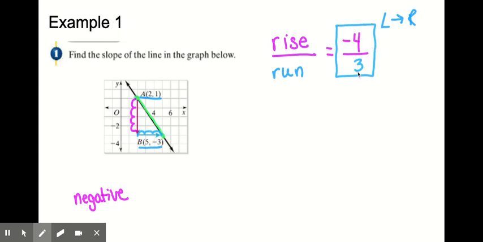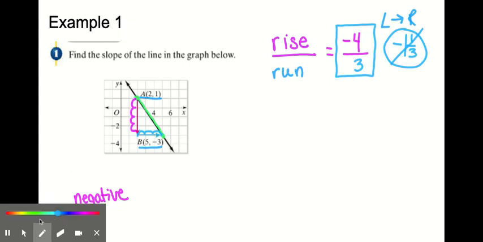Down 4, right 3. It is okay to leave as an improper fraction. Do not convert it to a mixed number. Okay? That's a no-no. We're going to leave it as an improper fraction, because what that means is I'm going down 4 and to the right 3. So let's talk about what this looks like mathematically.